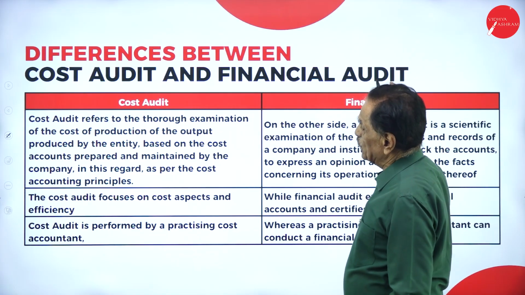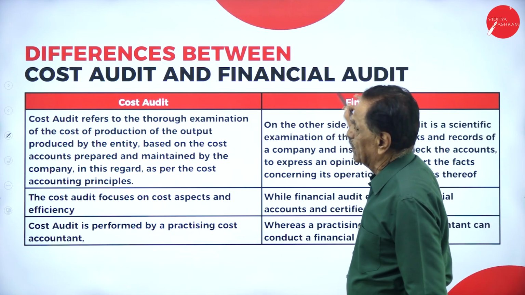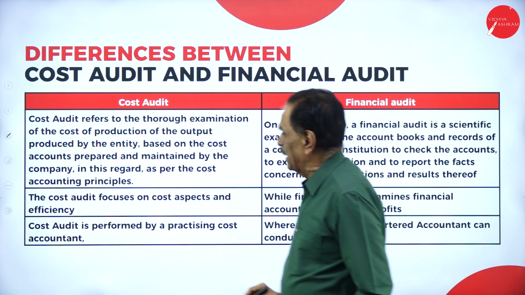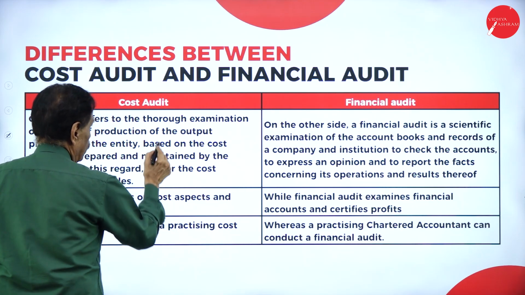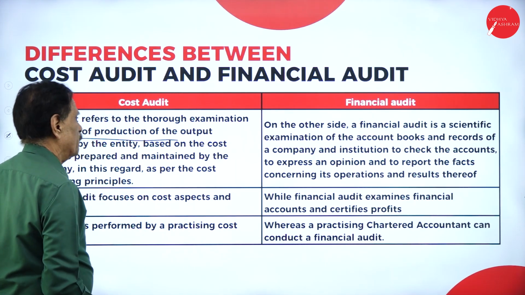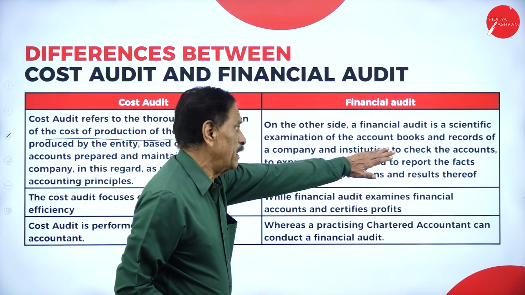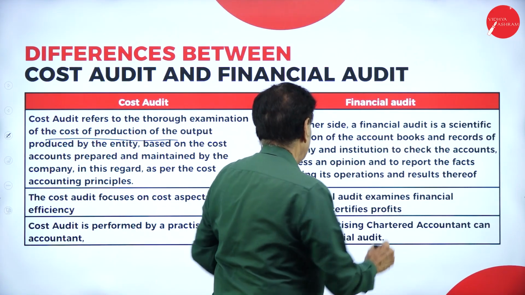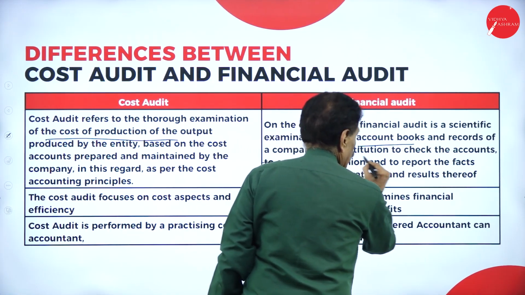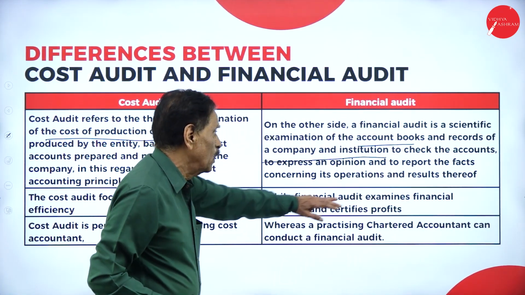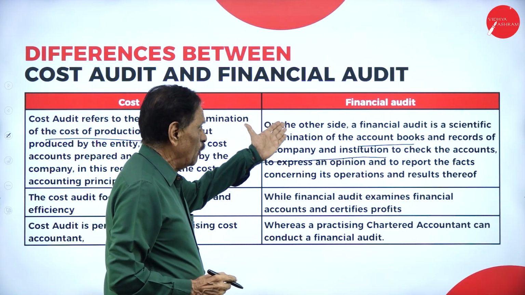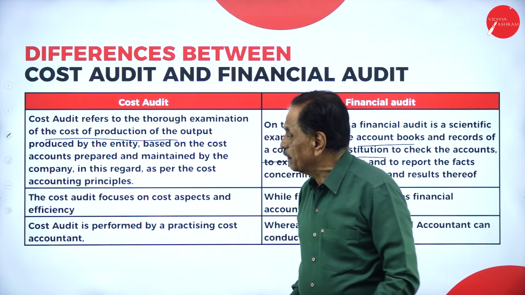Now the important differences between cost audit and financial audit. Cost audit refers to a thorough examination of the cost of production of the output. On the other side, a financial audit is a scientific examination of accounts, books and records of a company or institution to check the accounts and express an opinion. Cost audit gives more importance to cost, while financial audit gives more importance to the financial aspect.